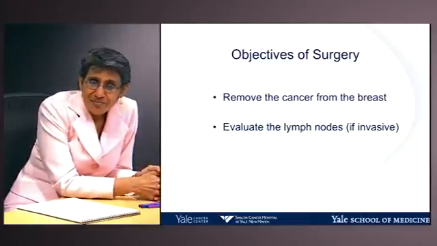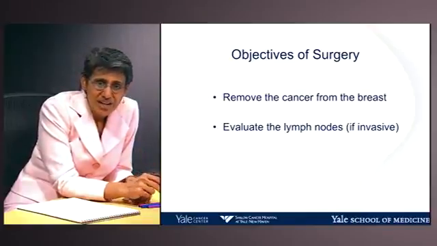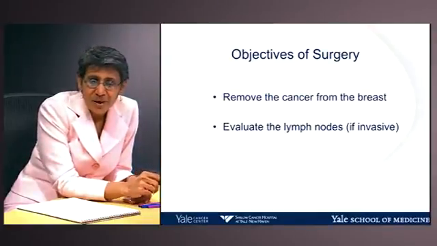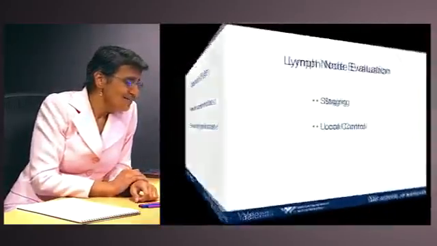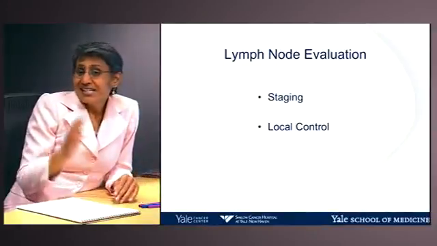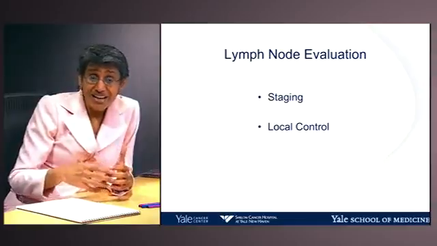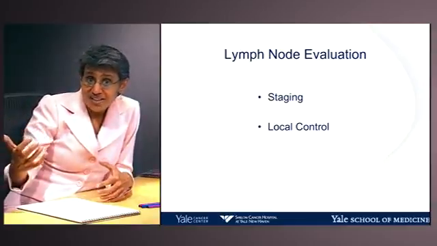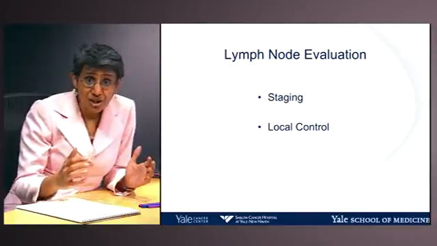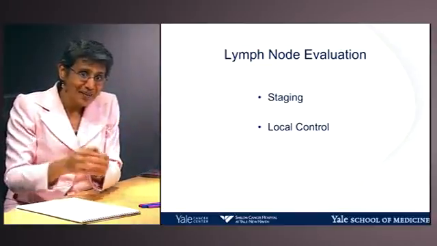So you remember when we started talking about surgical management, we said that there were two main objectives. The first objective was to remove the cancer from the breast, but the second objective was to evaluate lymph nodes. Why evaluate lymph nodes? Well, there's two main reasons: staging and local control. Staging, you remember, we talked about. If cancer is going to spread anywhere, it often spreads to the lymph nodes first. And that's an important part of that staging criteria that we talked about. It's the N in TNM.